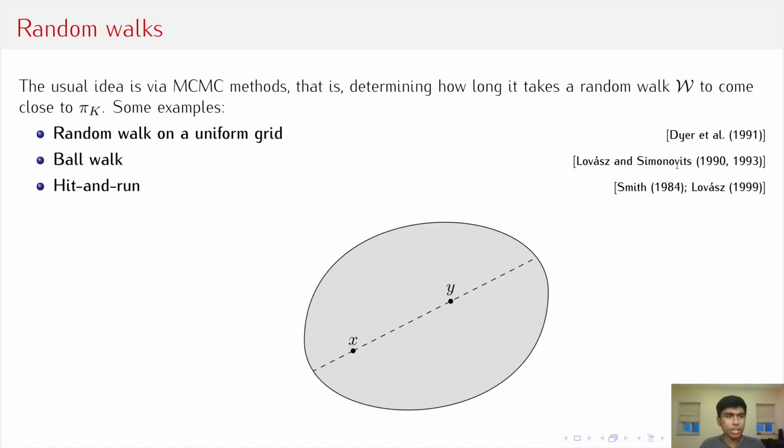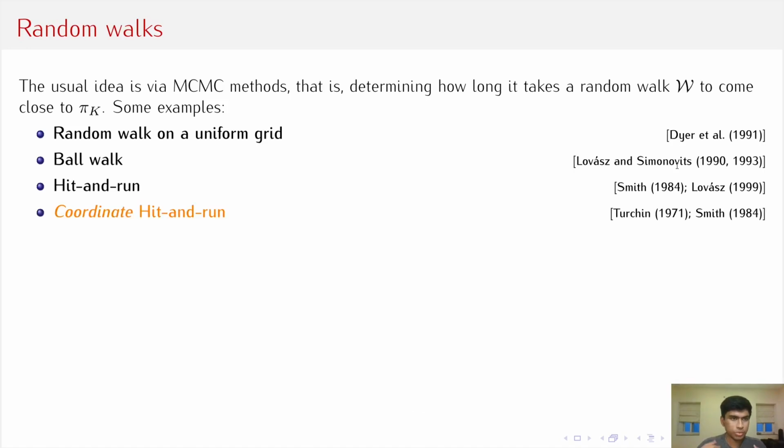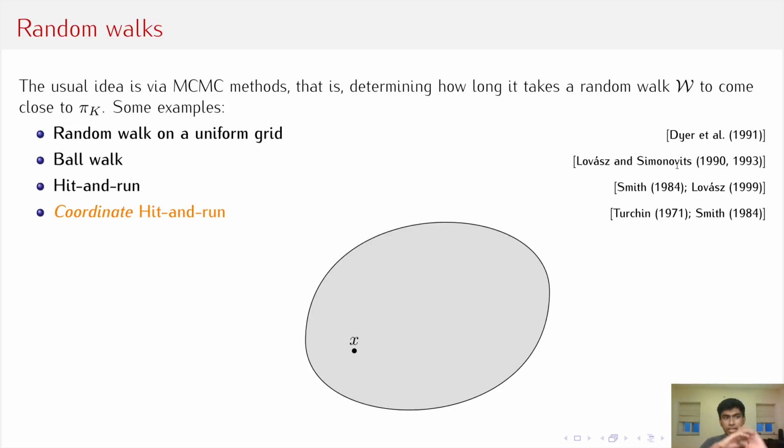The other walk, the coordinate hit and run random walk, which is what we are interested in, is very similar to the hit and run random walk, except that instead of picking the direction from the unit sphere, you just pick it from one among the n principal coordinate axes. So you just pick one of these n directions. Then, similarly, you pick the next point y uniformly randomly on this segment.